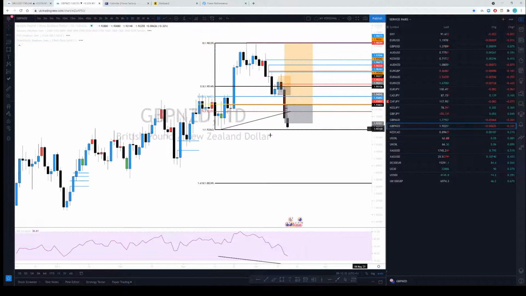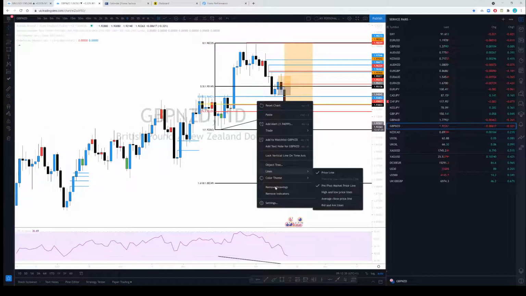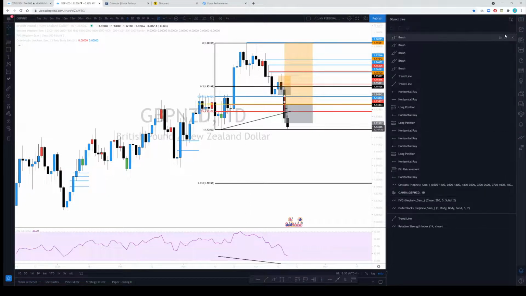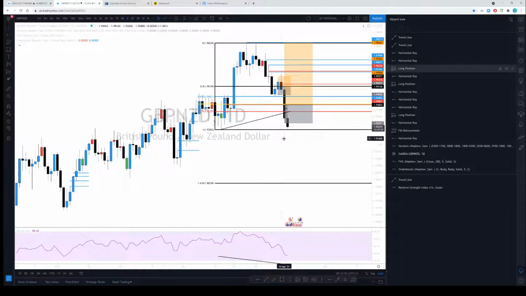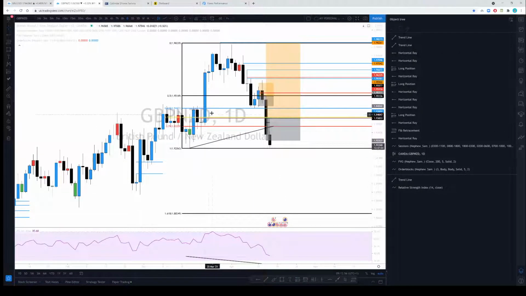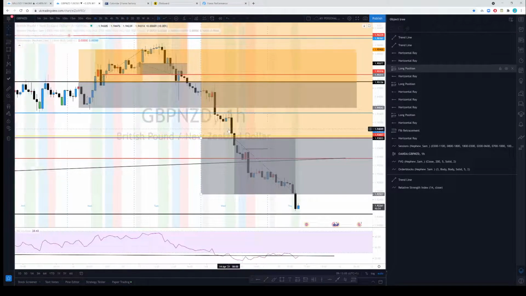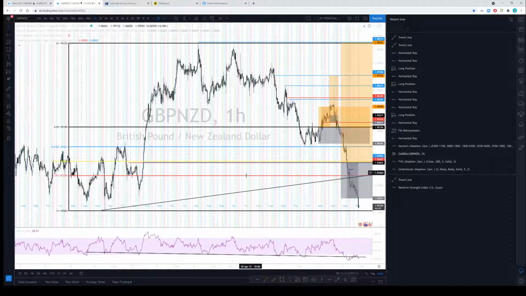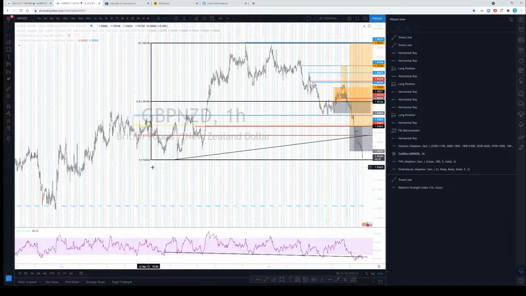The pound New Zealand, it did not hold. Let me remove this. Use object tree. Okay, so I was expecting them to hold this imbalance and continue going out to take out that high. It did not hold, so we're just gonna be on the sidelines on this for now until we see price action indicating otherwise. Right, it looks to me right now they're gonna take out this low.